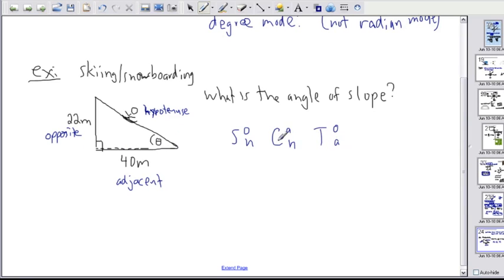That means I'm looking for one of these three that only has O and A in it. In other words, I don't want to use that one. I don't want to use that one. I'm going to use this one because it's only got O's and A's in it. So I'm going to write it out in full just to make sure I know it.